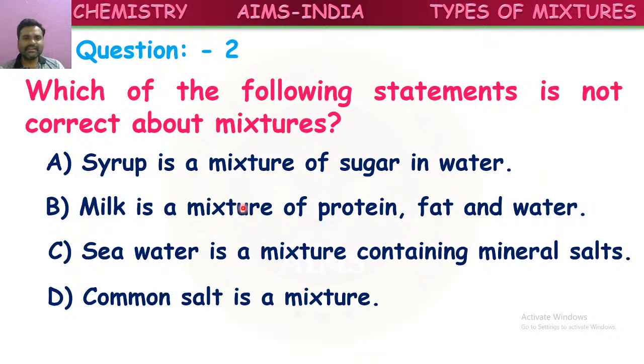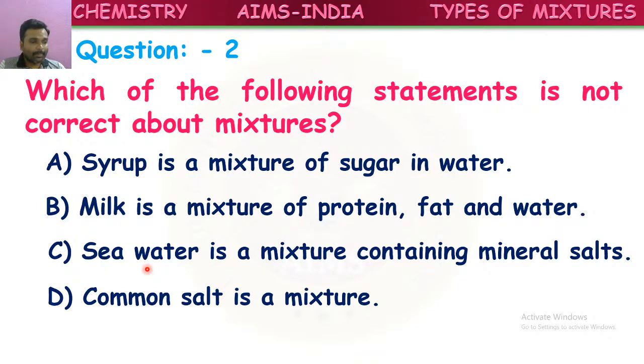If you see, milk is a mixture of protein, fat, and water. Yes, the larger quantity will be water. Into that, these proteins and fats are mixed. So hence, the milk is a mixture. Third option, seawater is a mixture containing mineral salts. Yes, seawater is salty because it contains larger quantities of salt. Most of the salt is common sodium chloride, and the remaining salts like magnesium chloride and potassium chloride are also there. So hence, seawater is a mixture.